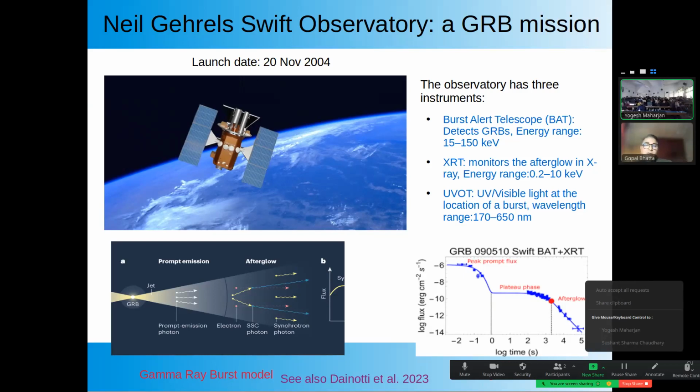And this Swift has mainly three instruments. One is BAT, the Burst Alert Telescope, which detects the prompt emission, and then the energy of the emission decreases. So you can see in XRT, which operates in 0.2 to 10 keV, and also there are simultaneous UV and optical telescopes that operate between 170 and 650 nanometer wavelength. So it's basically a multi-wavelength instrument. You can see what's going on simultaneously in different wave bands. We have also used these telescopes and worked on GRBs. You can see Dynity et al. 2003, our publication.